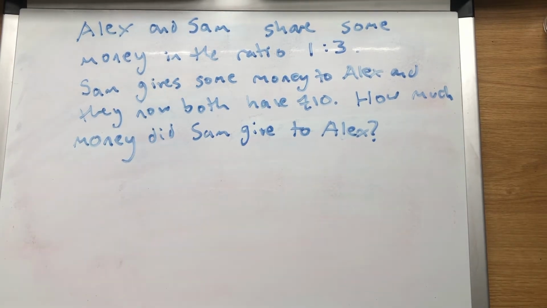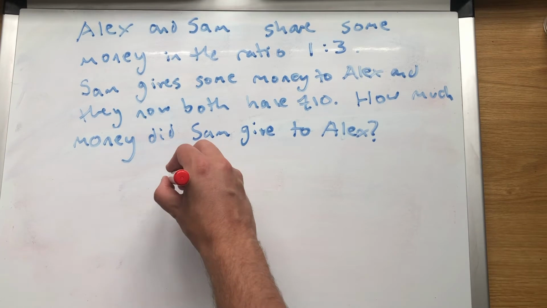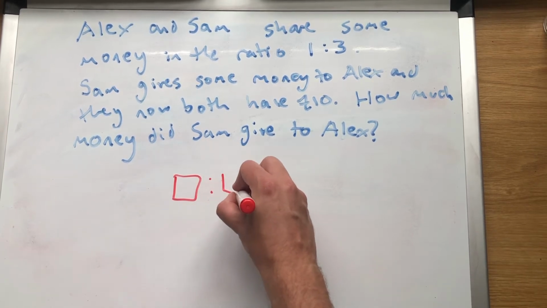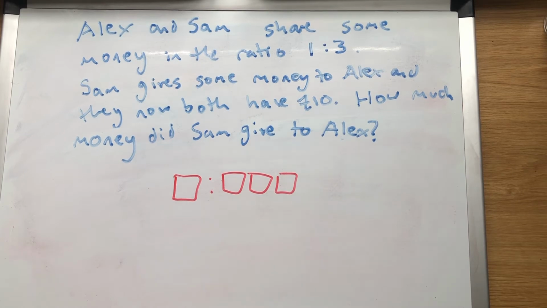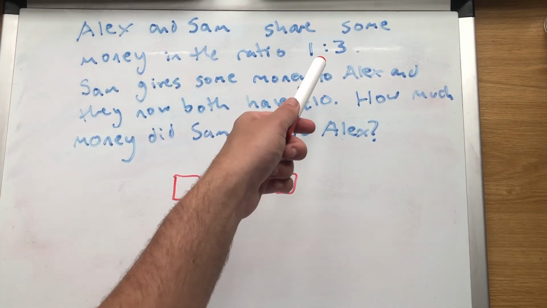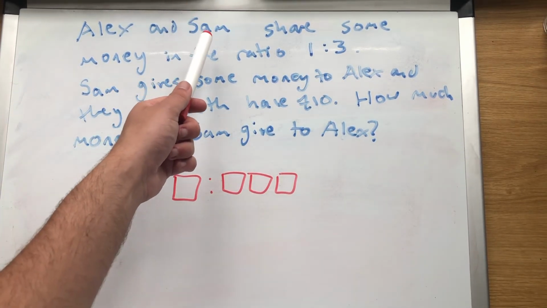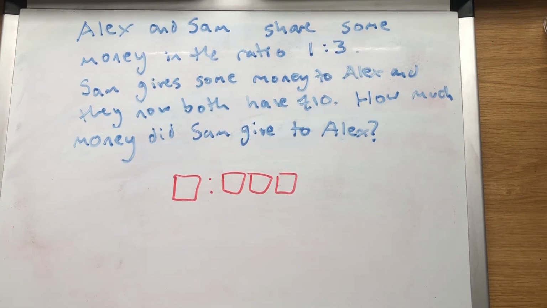Alex and Sam share some money in the ratio 1:3, exactly the same as normal. We're drawing out the ratio 1:3. Alex is the first name, so Alex is the first part. Sam is the second name, Sam is the second part.